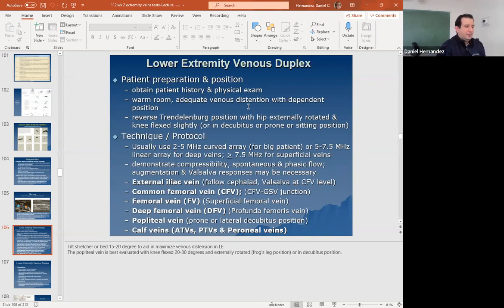We want, again, the room warm. We'll do our physical exam, assessing the legs. We want to have adequate venous distension with dependent position. So we want the feet a little bit lower than the head. So we can have the patient in a reverse Trendelenburg position. We're going to rotate our hip externally and have the knee flex slightly. So I call it that frog-legged position.